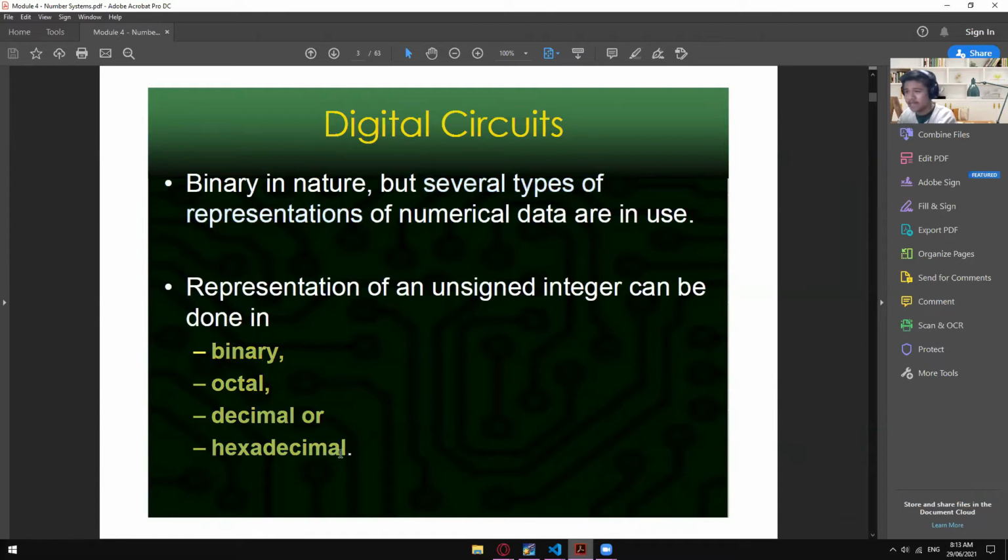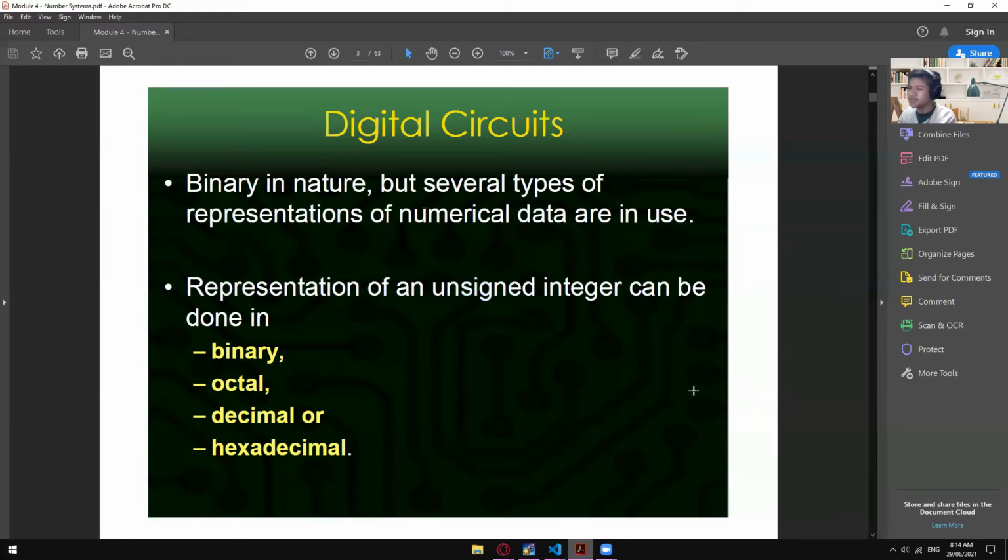But here are the types of representation of unsigned integer number. Okay, so when we see unsigned, it's just simply a positive number. Okay, so if it's signed, then it is a representation of negative number. So we can have a positive binary or a negative binary. So we can have a positive octal or a negative octal. So the same with decimal or hexadecimal. But mostly, 80% all the time, we're always using unsigned integer. Okay, we don't use, signed number.